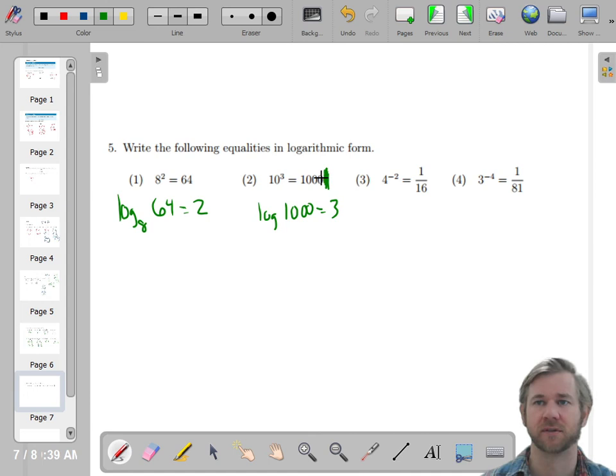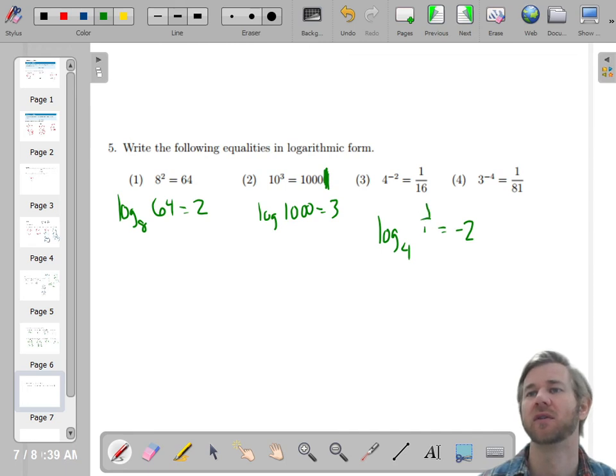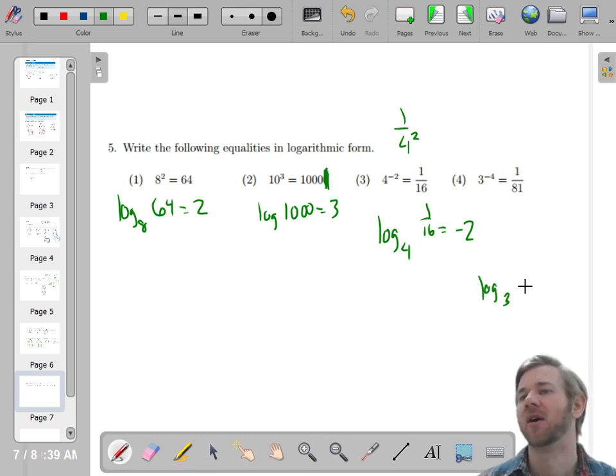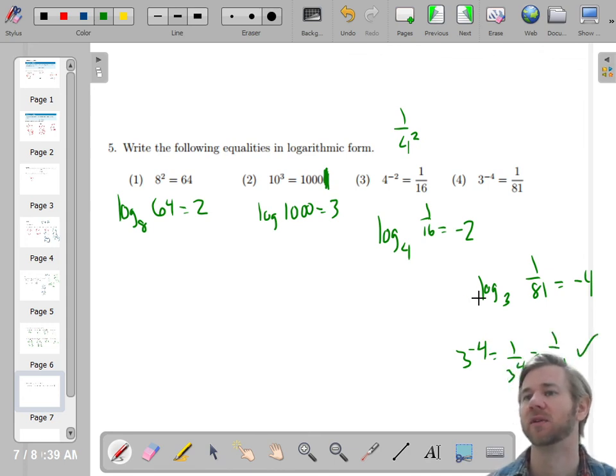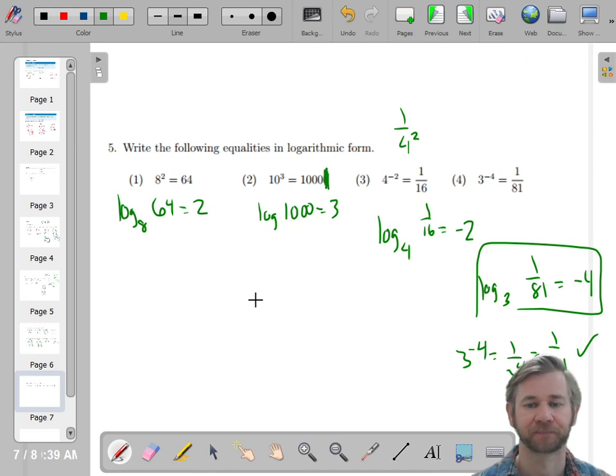So that's just wrong. 4 to the negative second. So the base 4 log of 1 over 16 is negative 2. Because 4 to the negative second is 1 over 4 squared. Okay? The base 3 log of 1 over 81 is negative 4. Because 3 to the negative fourth is 1 over 3 to the fourth, which is 1 over 81. Sweet. So that's what I'm trying to do.